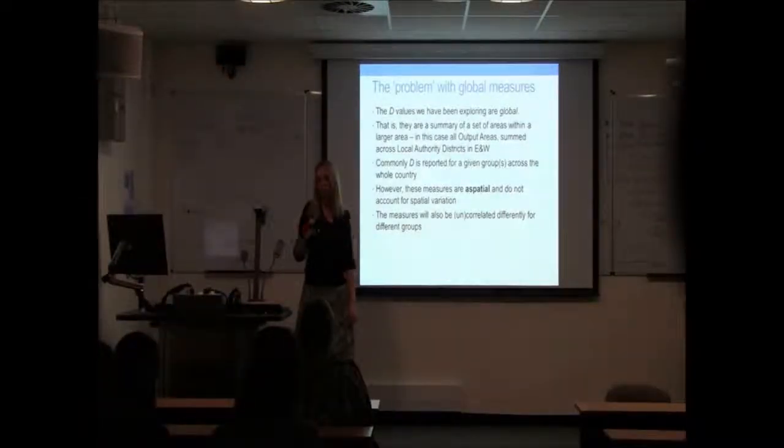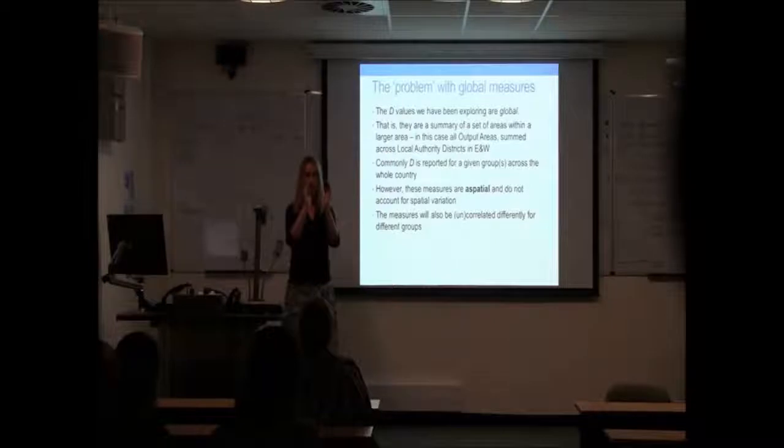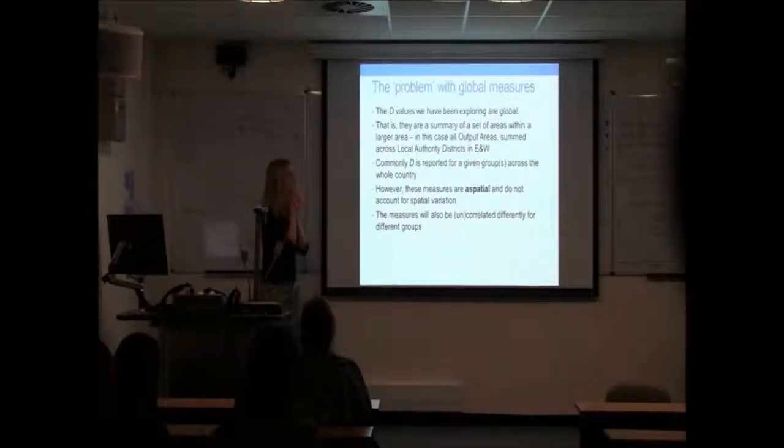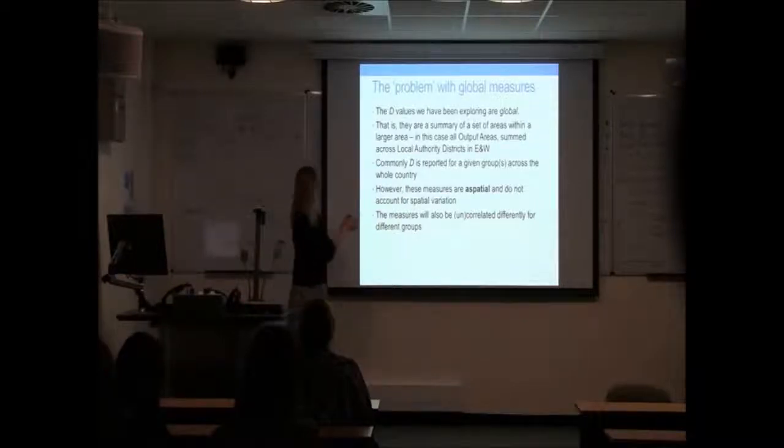So what do I mean by that? If you remember this hypothetical district that I showed and the urban cluster, when you sum across all those output areas in that district and you get that value, okay, you know what segregation is for output areas within that district. What you throw away is the fact that there is spatial variation within that, most of that clustering takes place in the urban cluster, for example, in the urban area. So that isn't accounted for in global measures.